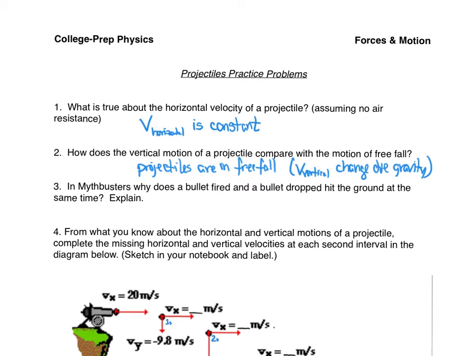Okay, number 3. In Mythbusters, why does a bullet fired and a bullet dropped hit the ground at the same time? Again, we can say that the bullet dropped is in free fall, and the bullet fired is also in free fall, so they're both in free fall and being acted upon by gravity in the same way. The other constraints there too are that they're dropped from the same height and at the same time as well.